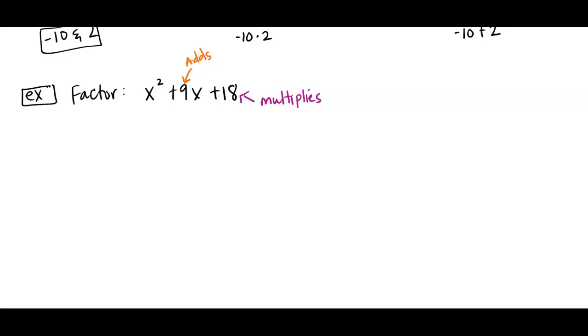Okay, and so we're going to be factoring these trinomials. So we'll take what multiplies to be that last number that adds to be the middle number. So what multiplies to be 18 that adds to be 9? What do you guys think?